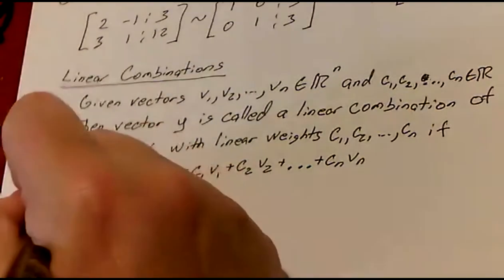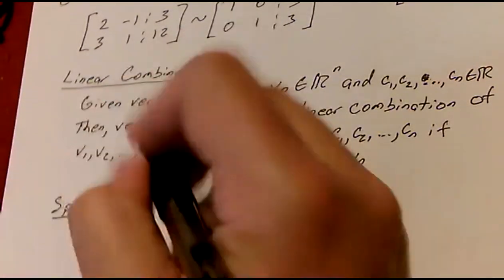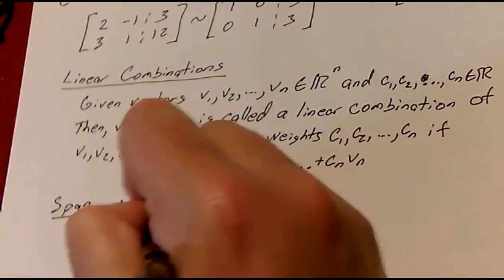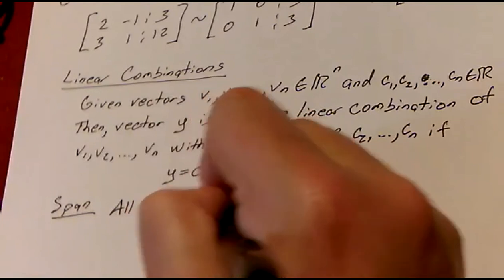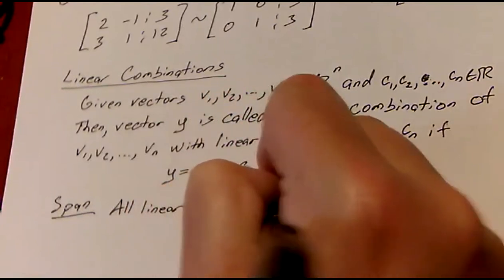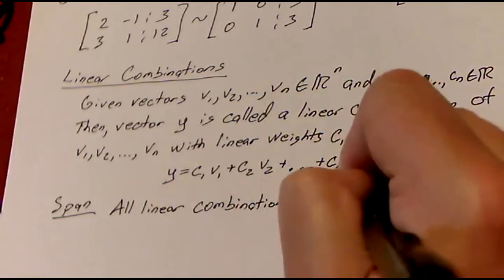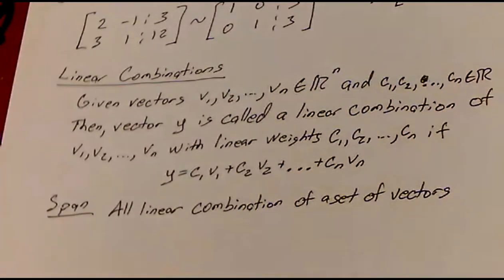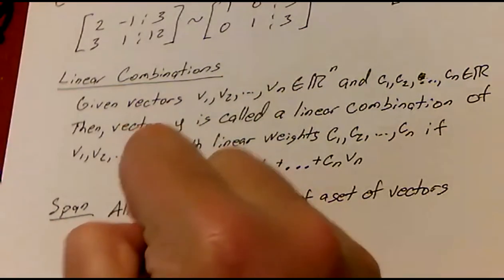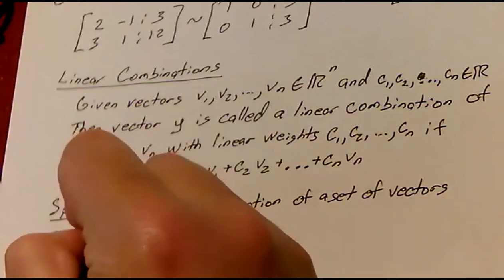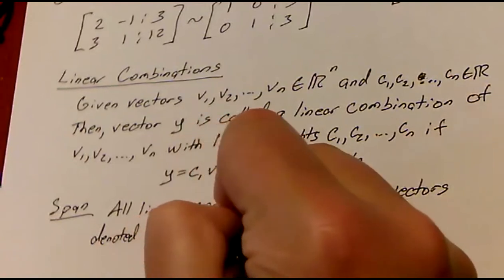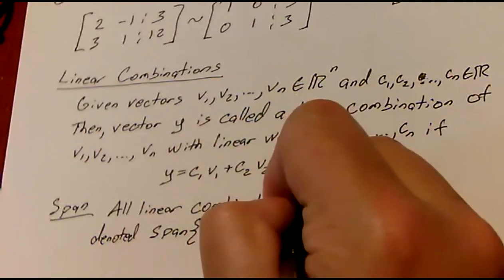The next thing we talk about is span. Span is all linear combinations of a set of vectors. So you have your set of vectors, you take all the linear combinations, and that gives you the span. We denote that with span, and then we put our vectors inside.